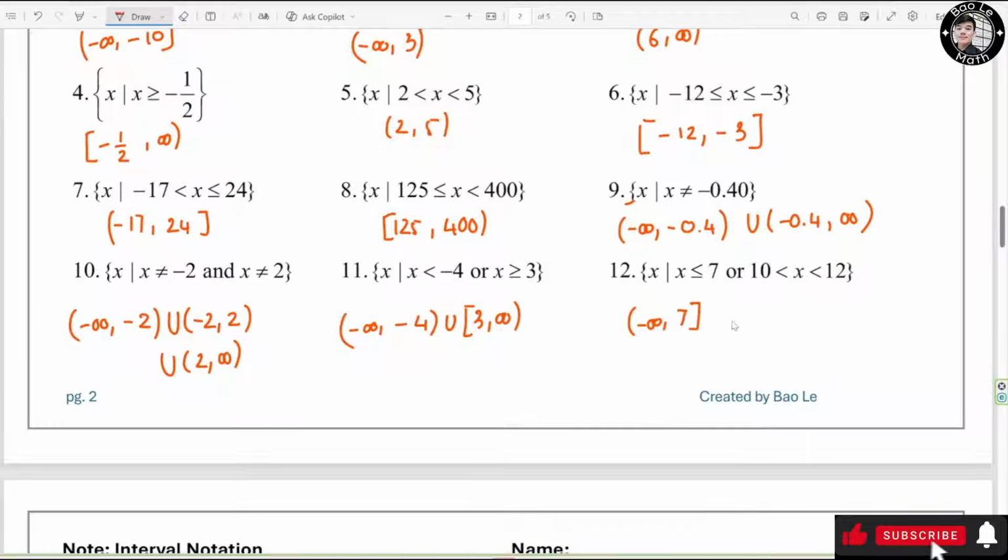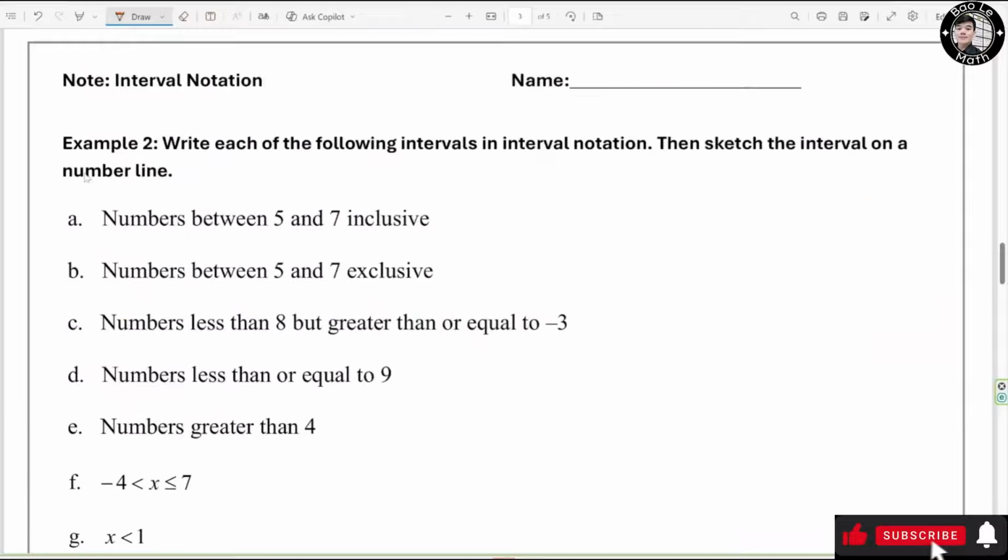This one should be bracket, union, 10 to 12. Now let's move on to example number 2. Write each of the following intervals in interval notation, then sketch the interval on the number line. Alright, question A. Numbers between 5 and 7 inclusive, which means you need to include the endpoints right here.